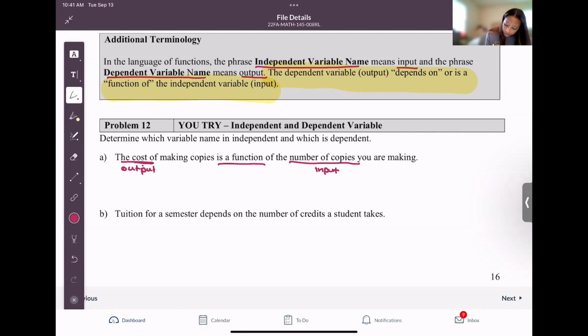So for here, what is independent? Our independent variable would be the number of copies, and the dependent variable would be the cost. And hopefully that makes sense. If you're making copies and somebody says, how much does it cost? Well, it depends on how many copies I make. So if I tell you how many copies I'm making, then we can figure out the cost.